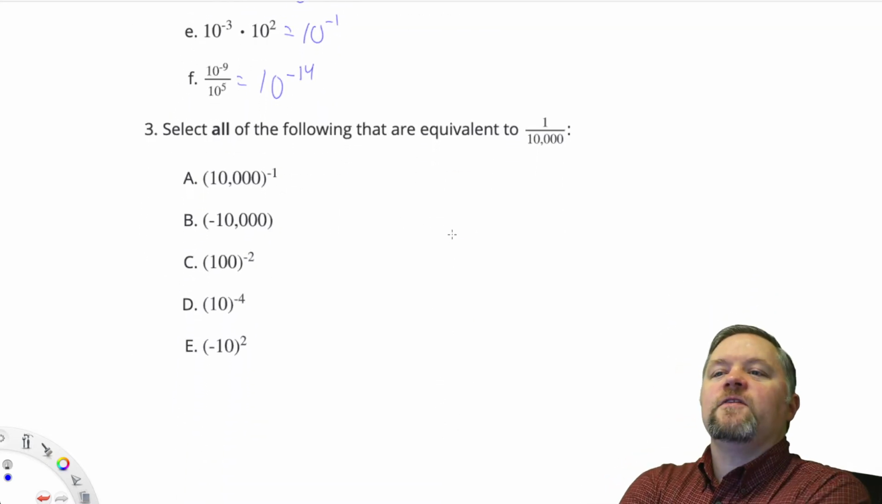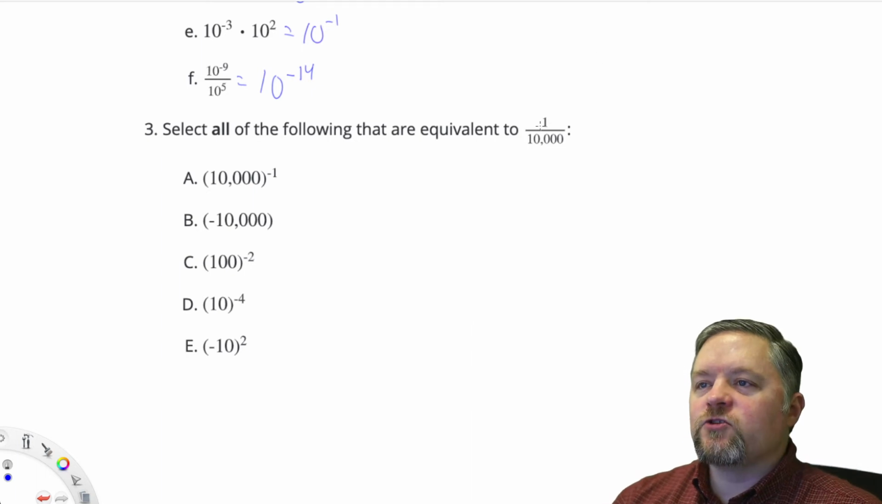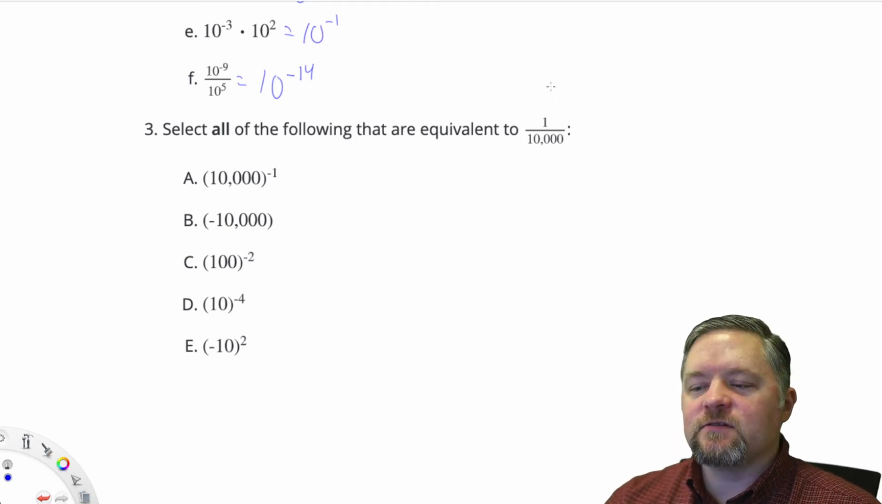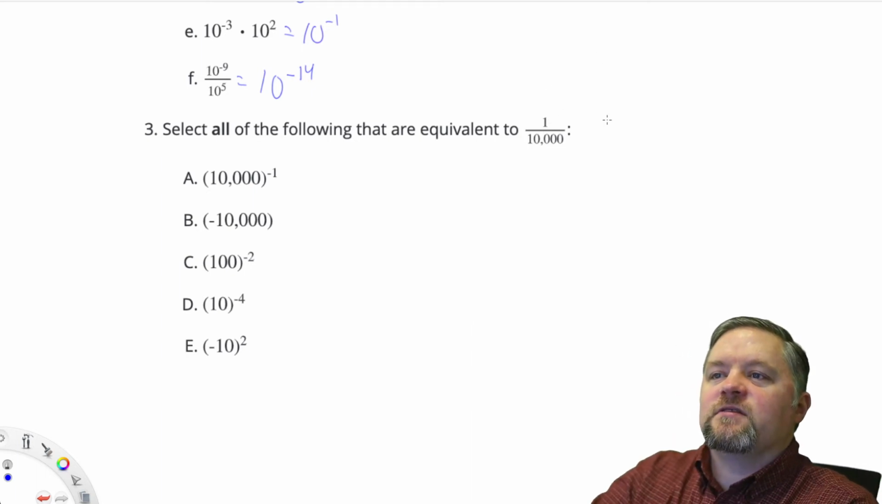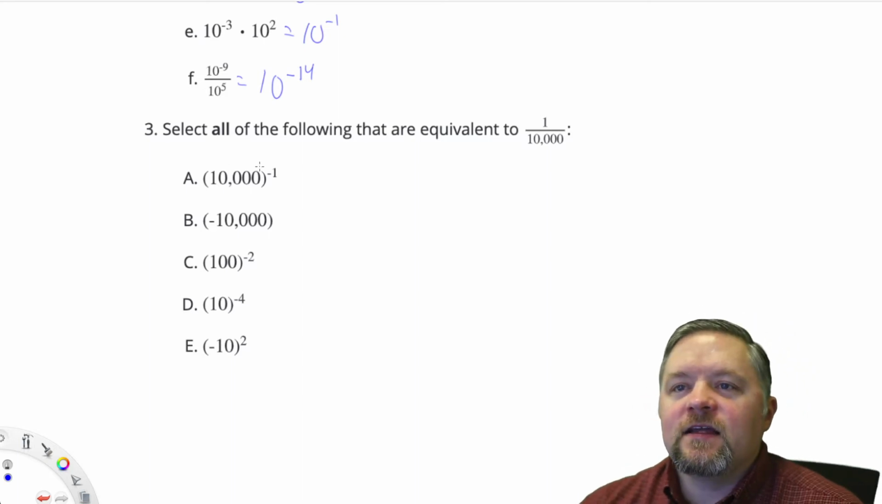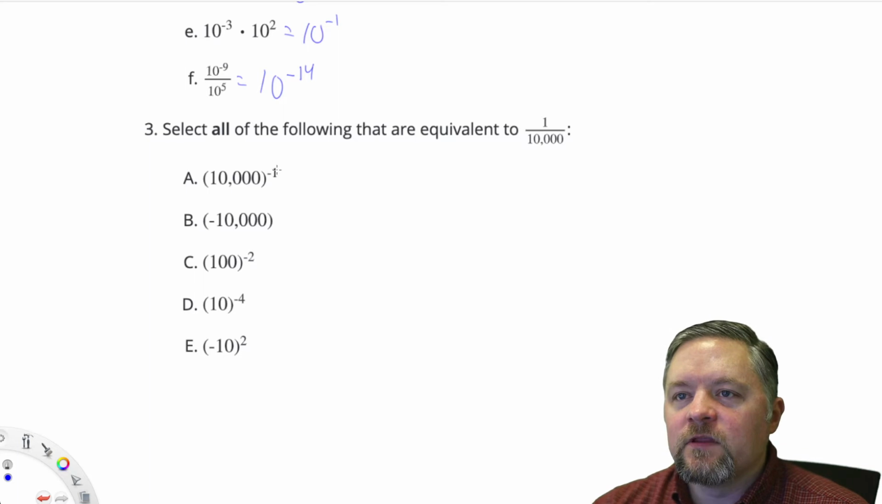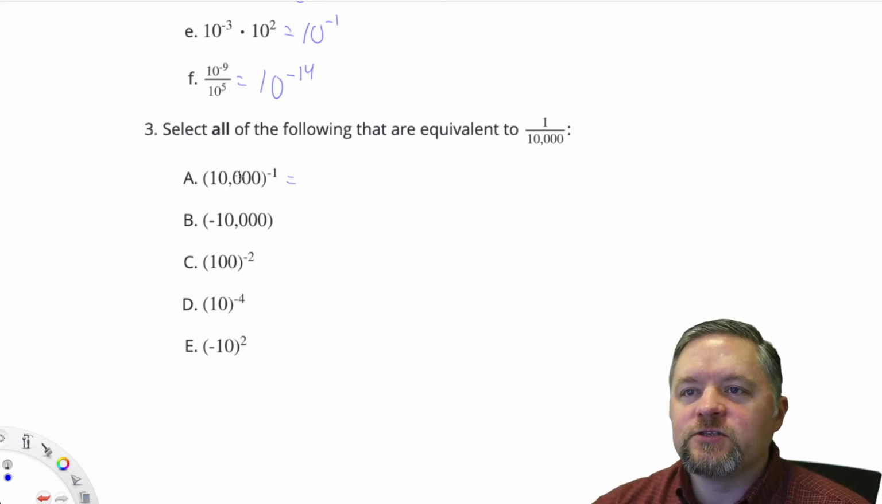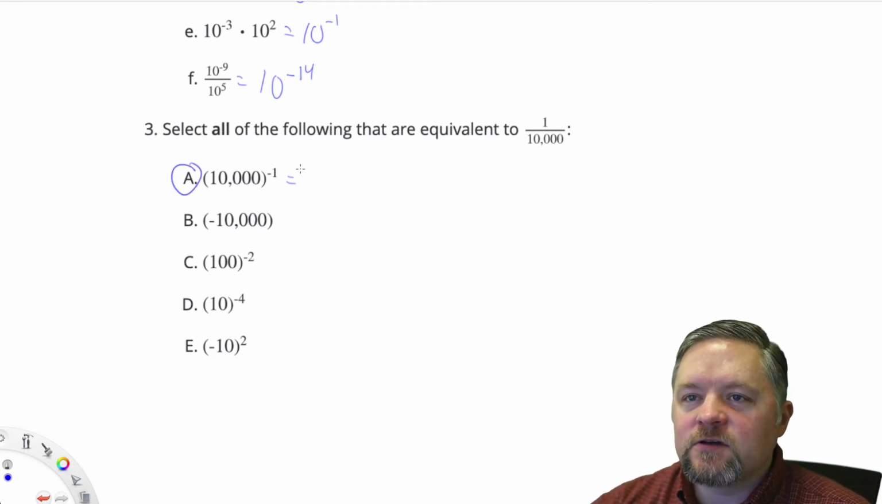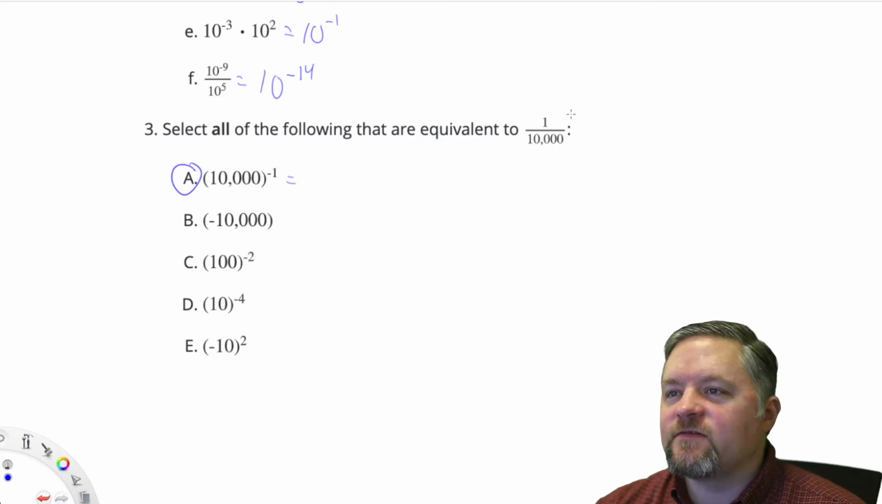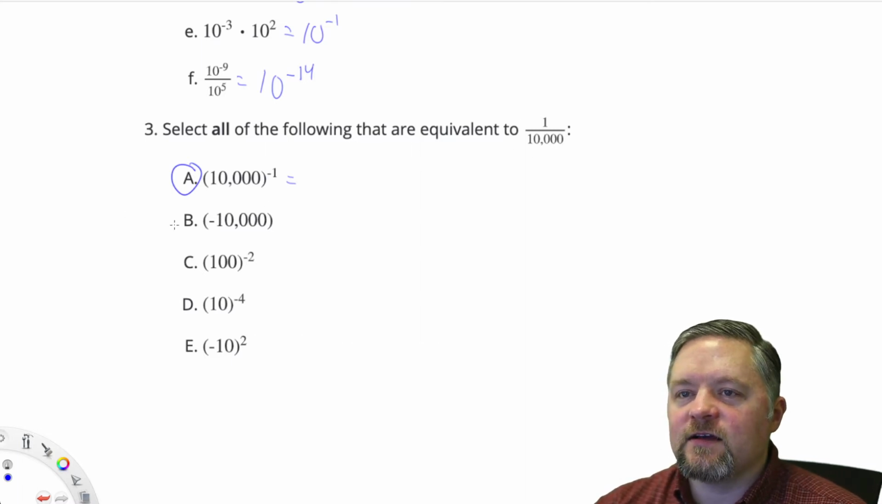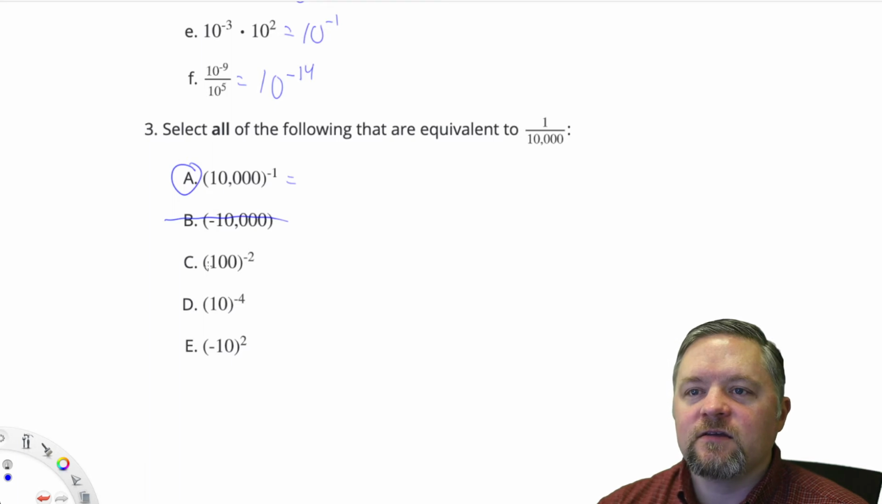Select all of the following that are equivalent to 1 over 10,000. 1/10,000th. 10,000 to the negative 1. Raising it to a negative 1 just means 1 over this. 1 over 10,000. That works. Negative 10,000. Is negative 10,000 equal to 1 over 10,000? No way, Jose.